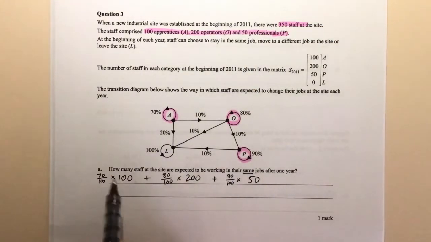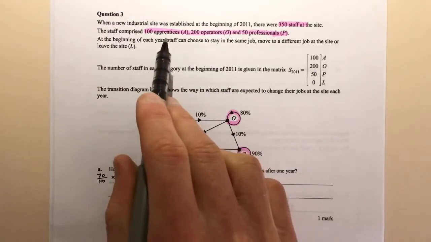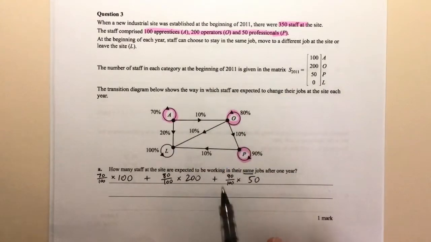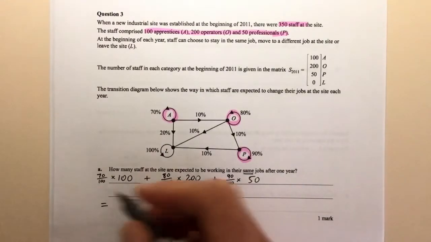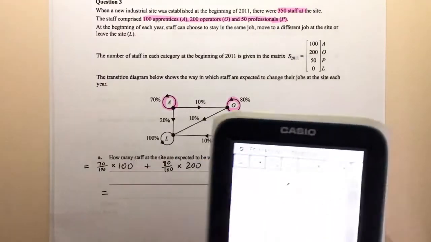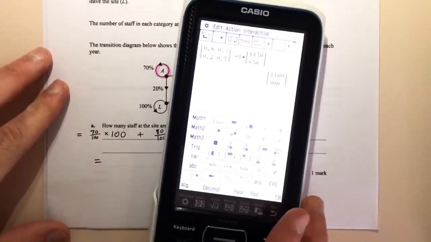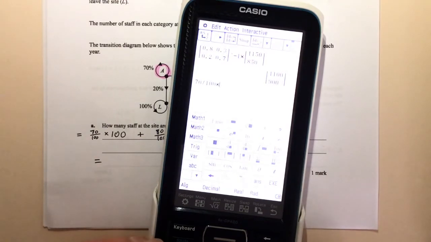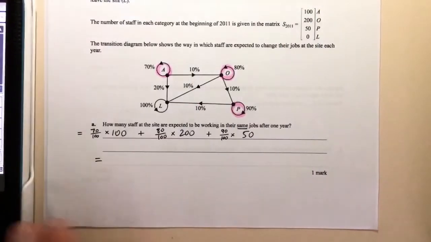So this first number is going to be the number of apprentices who stay in the same job the next year. Second number is going to be the number of operators who stay as operators the next year. And the third number is going to be the number of professionals who stay as professionals after 1 year. All right, so those three numbers added together will give us our answer here. Now, you might be able to do some of those calculations in your head, and that's fine, but if you're not sure, go to your calculator. All right, 70 divided by 100 times 100 is, of course, 70.